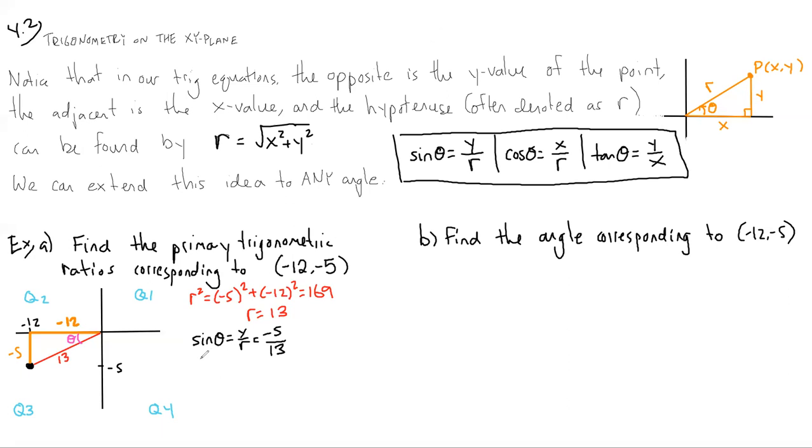And the next one is going to be cos theta. So that is x over r. Again, you can just use the x of the point as -12, but it does correspond with the adjacent of that theta in the picture there. So -12 over 13. And tan theta is going to be y over x, which is, well, either point or picture. So -5 over -12, and that's going to be 5 over 12.